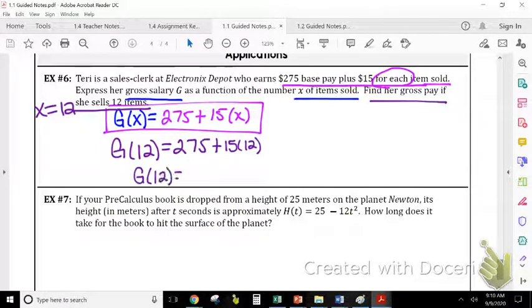Now, G of 12 is notation, guys. Don't try to divide by 12, okay? It's notation. It's like f of x, g of x. Don't touch it. And so when I plug this in my calculator, when we give our answer, we should always label. We're talking about gross pay, so it's going to be money. And I got $455.